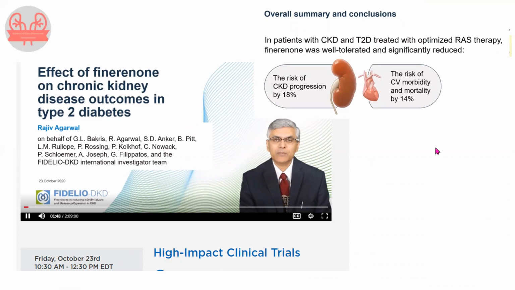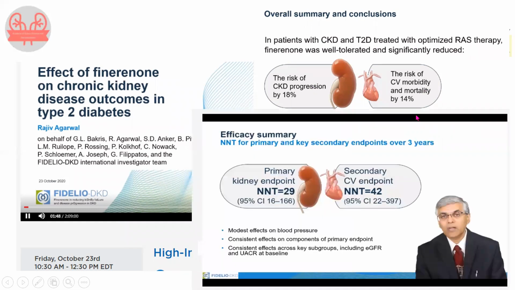Overall, the summary and the conclusion of this trial: in patients with CKD and type 2 diabetes treated with optimized RAS therapy, ACE inhibitor or ARBs, Finerenone was well tolerated and significantly reduced, I'm going to highlight the safety in a minute, the risk of CKD progression by 18%. The risk of cardiovascular morbidity and mortality is reduced by 14%.